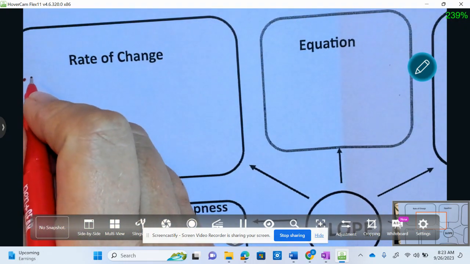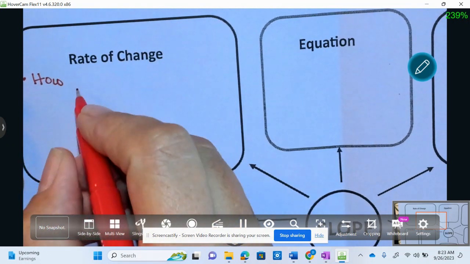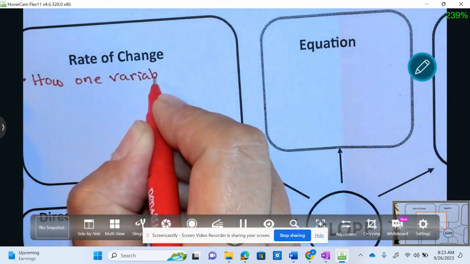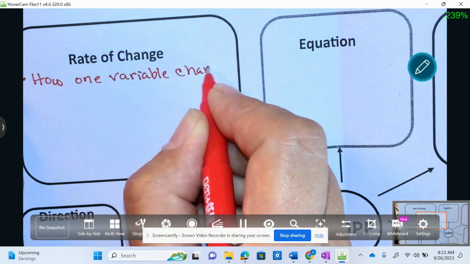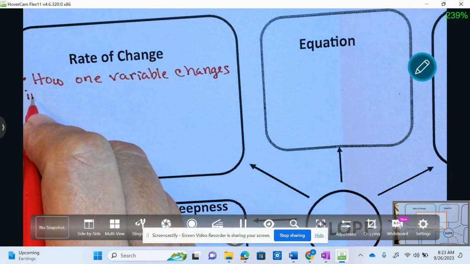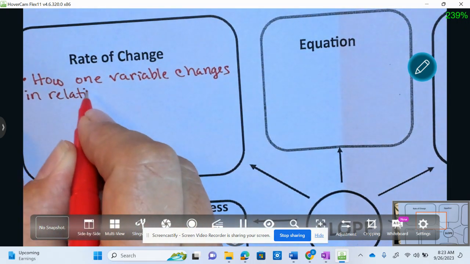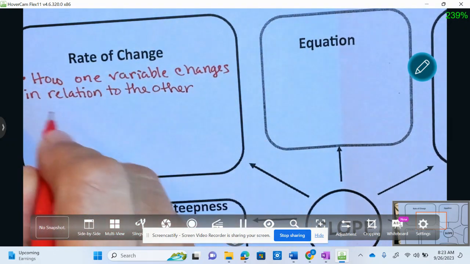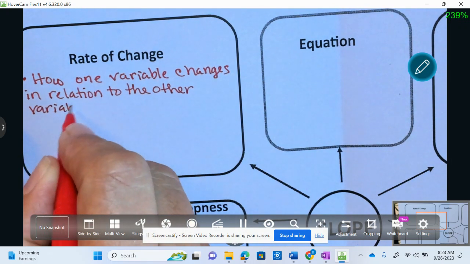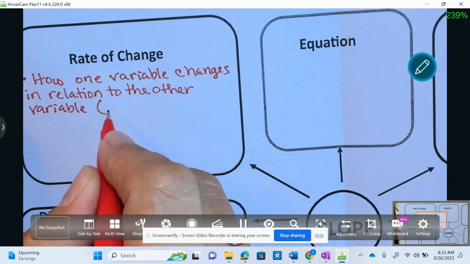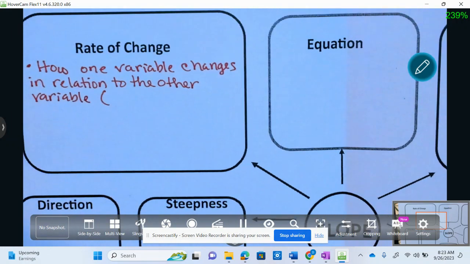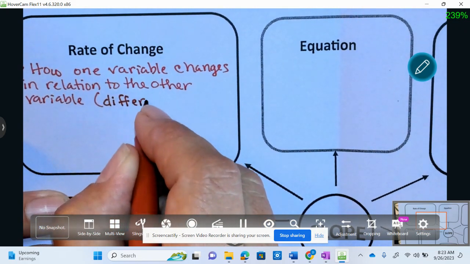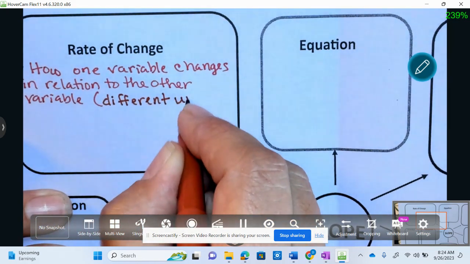So what does rate of change mean? It is how one variable changes in relation to the other variable. And then in parentheses, I'm going to write different. We said that they have different what? Miles per hour, beats per minute. Thank you. Different units.